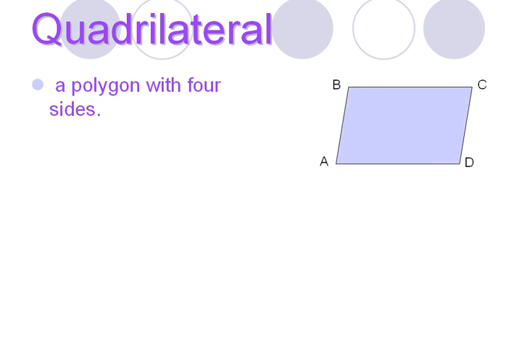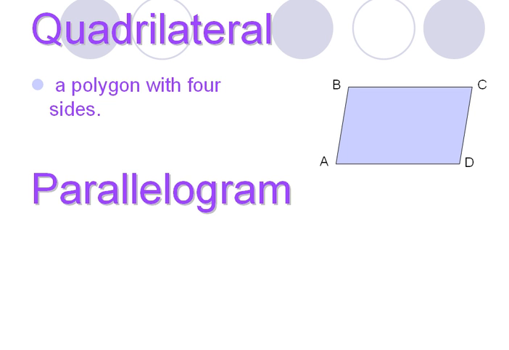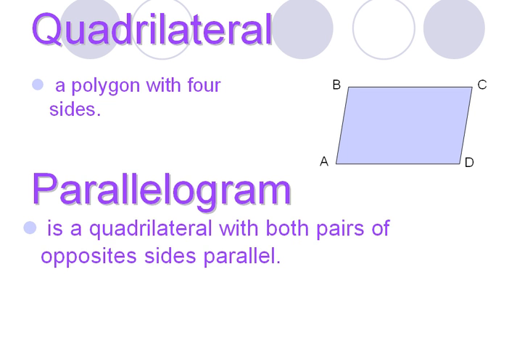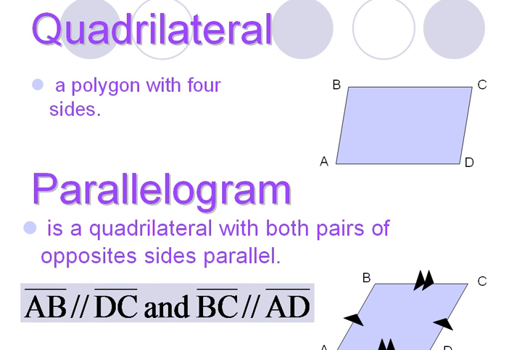Let's first talk about what a quadrilateral is. A quadrilateral is a polygon with four sides. Just like here, we have polygon ABCD, and it happens to be a quadrilateral. But then there's parallelograms. It's a quadrilateral with both pairs of opposite sides parallel. So as you can see here, side AB is parallel to DC and BC is parallel to AD. That makes a parallelogram.